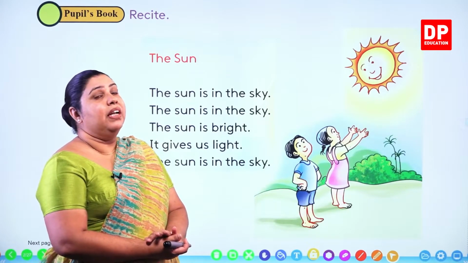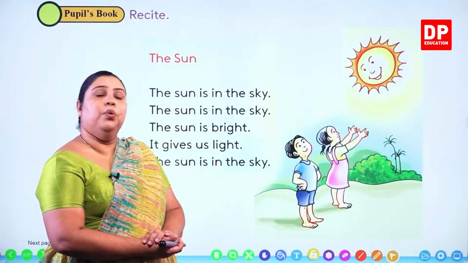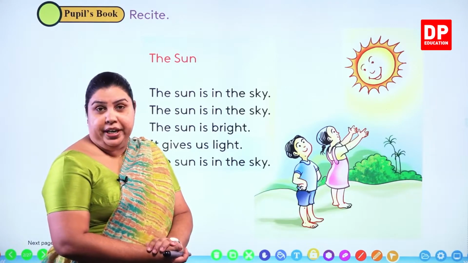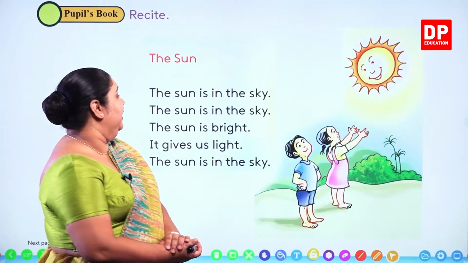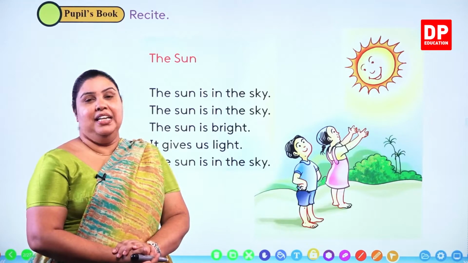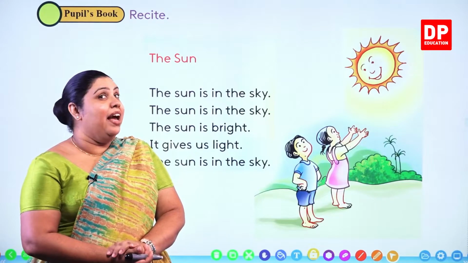Now what are the things that we recite? We don't sing, we recite a poem. So now let's recite these 5 lines and we'll see what they have to tell us.